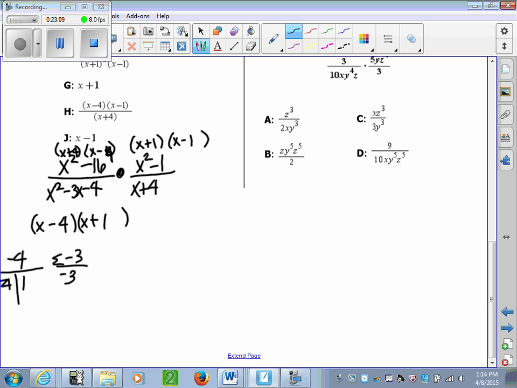And then this last denominator, I can't factor it. It's not a quadratic, there's nothing I can do to it, so I'm just going to leave it. Alright, so everything's factored.